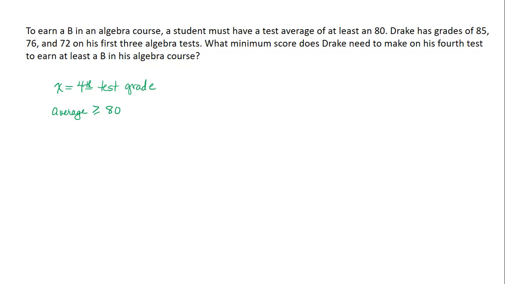Recall that to find the average, we add up the four test grades and divide by 4. This gives us the expression (85 + 76 + 72 + x) / 4 is then greater than or equal to 80. Simplifying the numerator gives us (233 + x) / 4 is greater than or equal to 80.